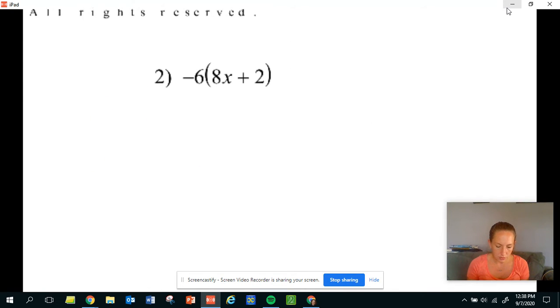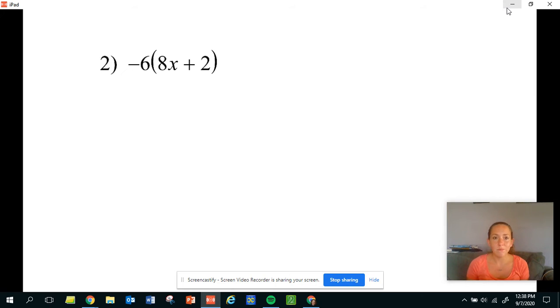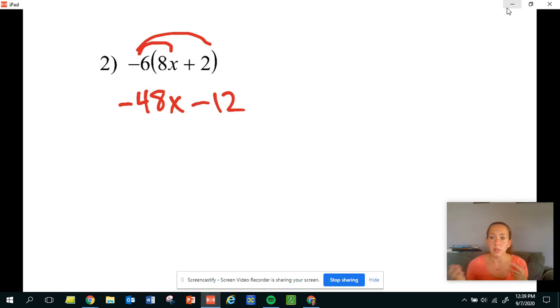Then you have distributing. So that is where I'm going to take whatever is outside the parentheses and multiply it by the numbers inside. But I have to multiply it by everything on the inside. So -6 times 8x is going to be -48x. And then -6 times 2 is going to be -12. But then I'm done because I can't combine those because one has an x and one doesn't.